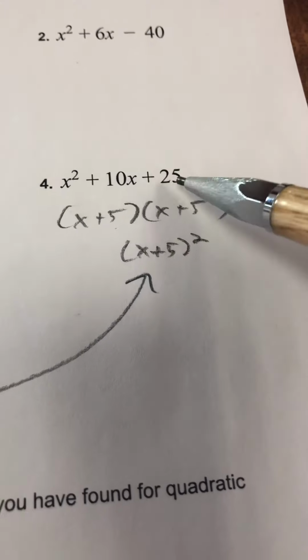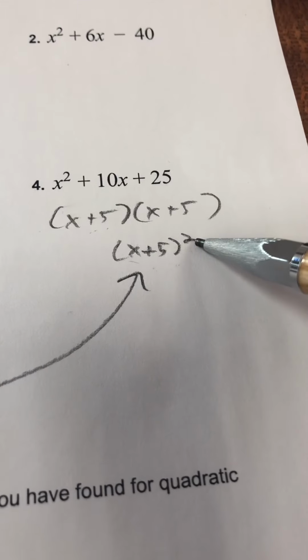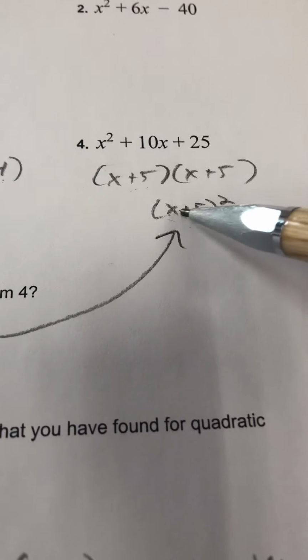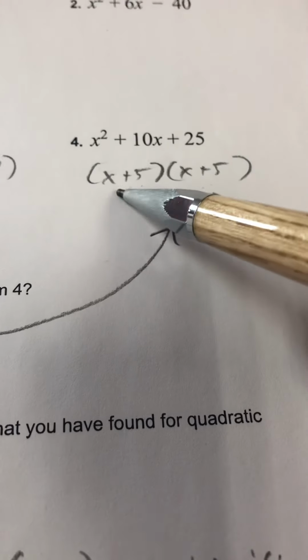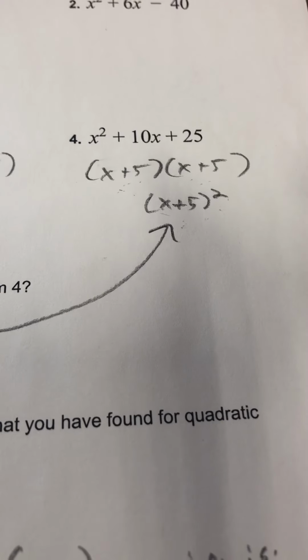I had to do number 4. What I end up getting is 2x plus 5s. Well, that is just x plus 5 squared. Number 5 asks, what is the difference that you notice about problem number 4? Problem number 4 is different because it's the same thing in both parentheses, so you could just put it together and have it squared.